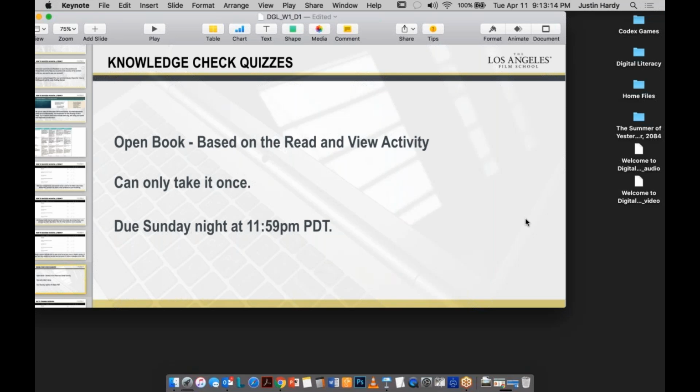Keep in mind the read and view activities are good reference points when you're working on the knowledge check quiz. It is open book, so we're not going to have you memorize all this information and then try to answer these questions. You can use the read and view activity and any other resources that you'd like in order to assist you in answering these questions. Keep in mind that you can only take it once. I'll repeat that. You can only take the knowledge check quizzes once.